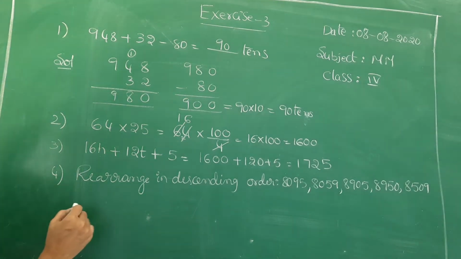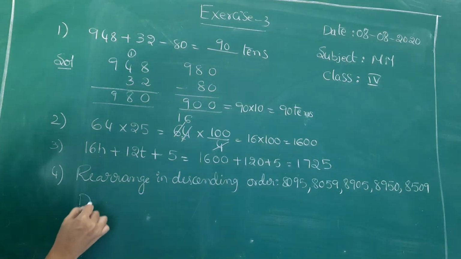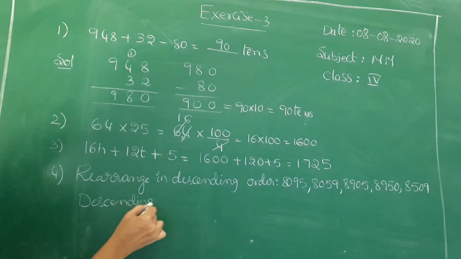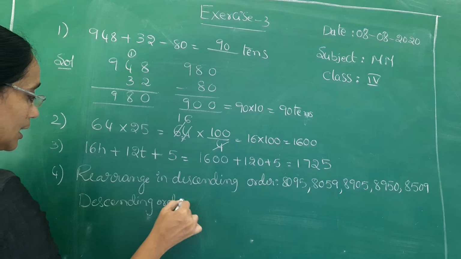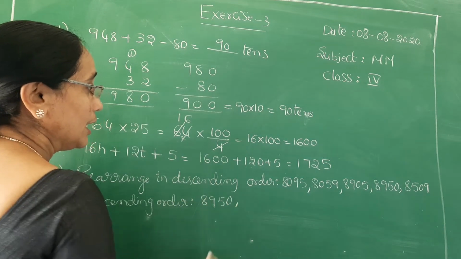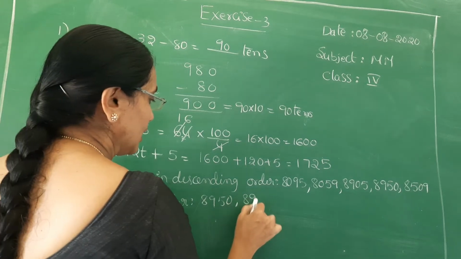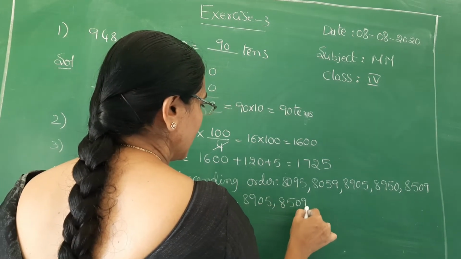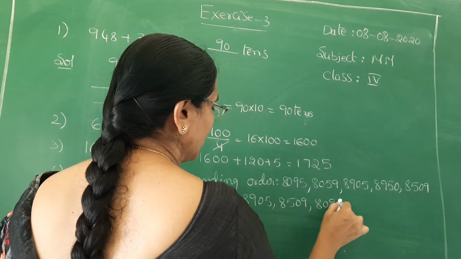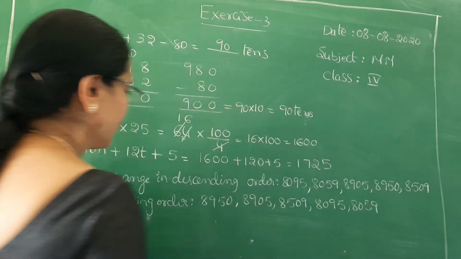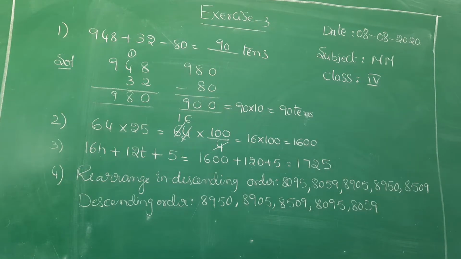Already you know descending order is big to small. Among all those numbers, first you have to write down the biggest number. What is the biggest number in that? 8950. And next one is 8905. And next one is 8509. And next one is 8095. And the last one is 8059. That is the descending order.